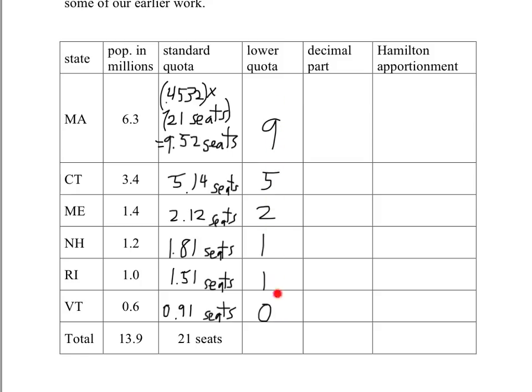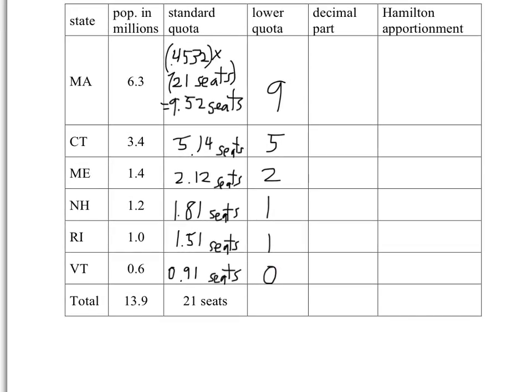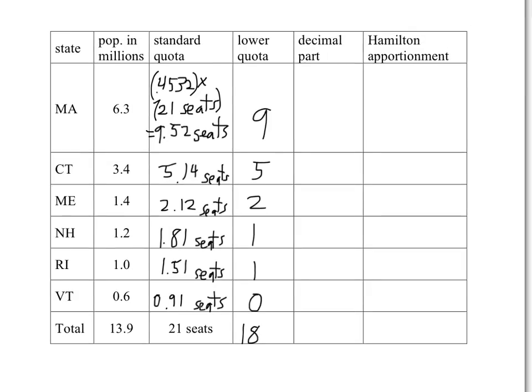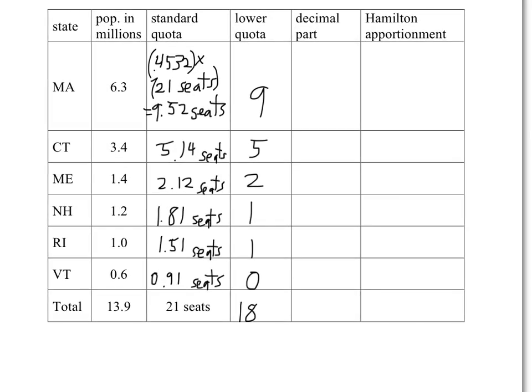Next, we have to sum up the lower quotas in order to be sure how many surplus seats there are going to be. So we have already given out 18 seats. Think of this very concretely. Hamilton has gone around and already given each state its lower quota of seats to make sure that no one gets any less than their lower quota. That gives out 18 seats thus far, and now we have to decide whose decimal part is the highest.